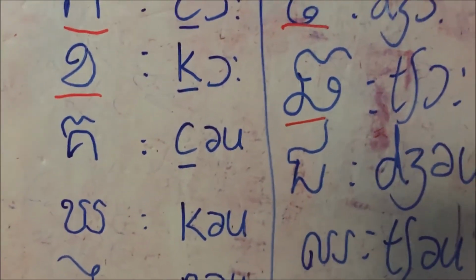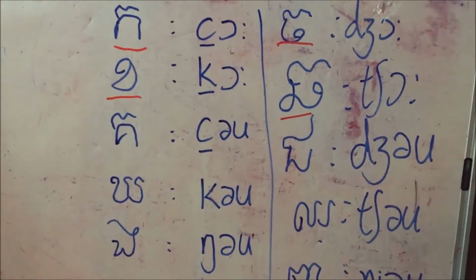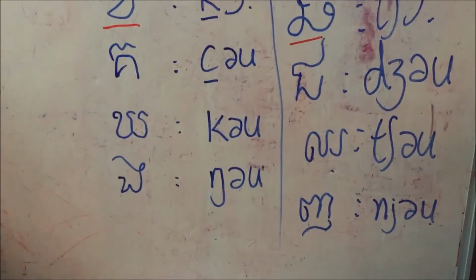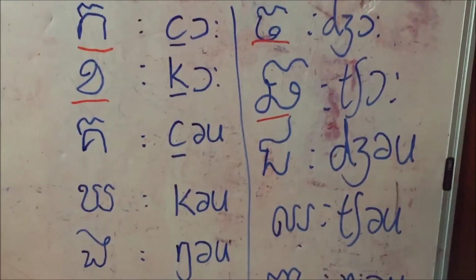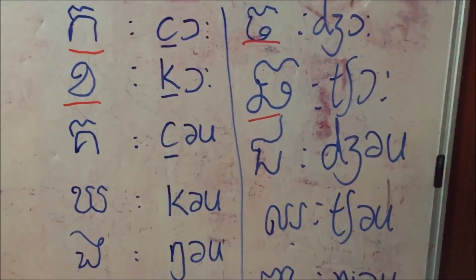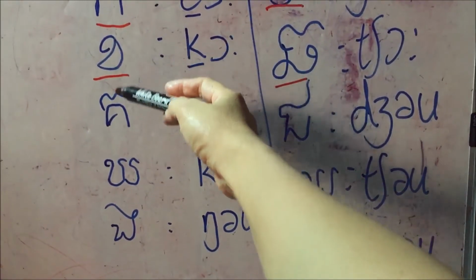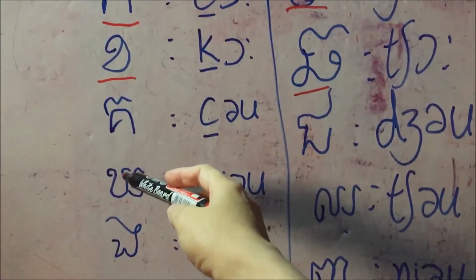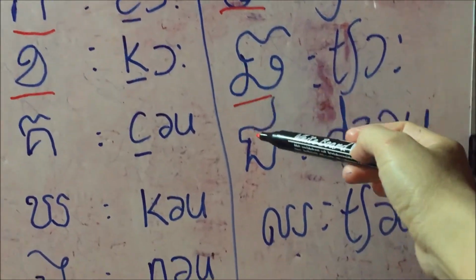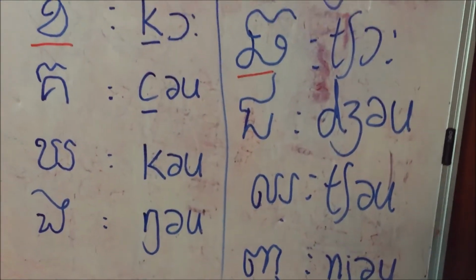Okay, today we finish the consonants. Today we finish 10 consonants. Okay, can you get it? Okay, read again. Go, kho, go, kho, ngo. Jo, cho, jo, cho, nyo.